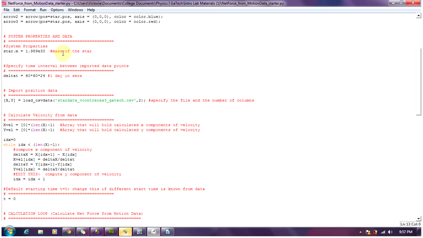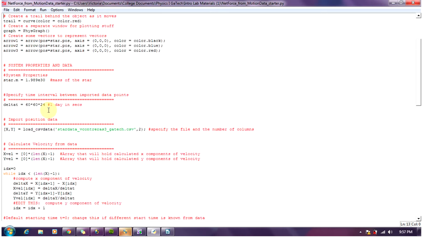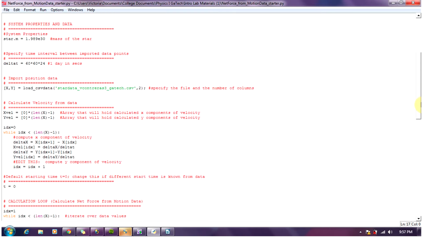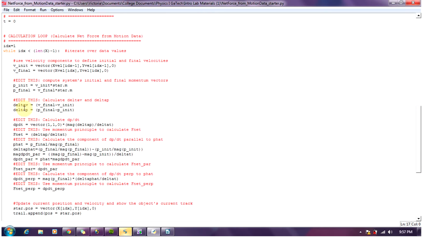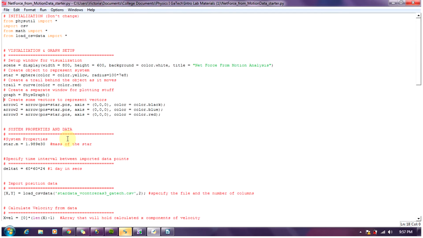Okay, so here's the code. As you can see, this is where the mass is, and then just different things. Here's the delta time, and then we go down, and you can see that we are calculating the velocity and updating the position as we go along. Right here is the chunk of our data where we're calculating the dp over dt, or the change in momentum over change in time. And we say right here how the change in momentum over change in time is the net force, which is Newton's second law of motion.